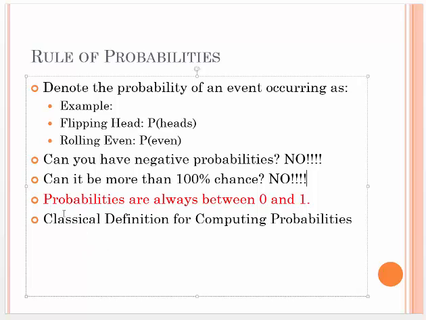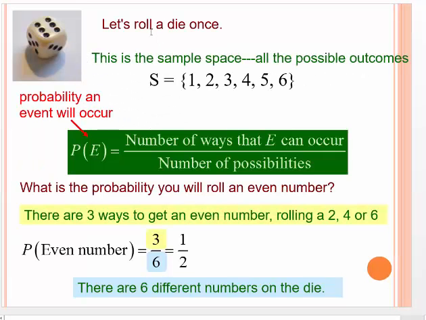I want to give you the classical definition for computing probabilities on the next slide. When you want to compute probabilities, it's just a very basic fraction, and we'll show you with an example. Let's roll a 6-sided die once. We know what the sample space is, that's all the possible outcomes. When I roll a die, the possible outcomes are the numbers 1, 2, 3, 4, 5, 6.